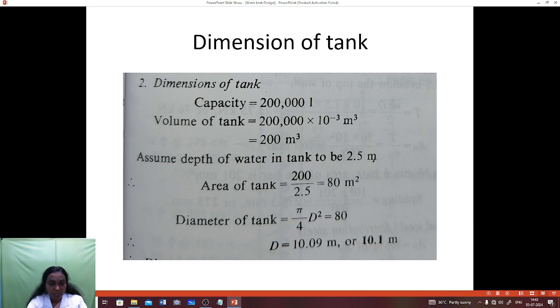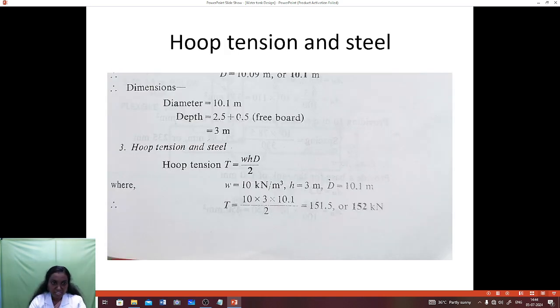Then the diameter of the tank. The area of the circle is pi r square, and now r means d by 2, so we put pi d square divided by 4. Previously we found the area is 80 meter square. So pi d square by 4 equal to 80, and d is 10.9 meter. Then the dimension: we already found the diameter and area. Now depth: the depth of the water in the tank is 2.5 meter.